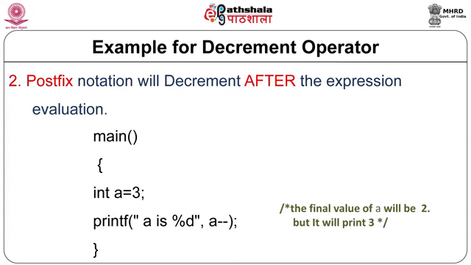This is the example of decrement operator with postfix notation. Here we are using postfix notation, that is a minus minus. Here the integer value of a is considered as 3. When the printf statement is executed, the final value of a will be 2, but it will print 3 because your a value is 3 and you are using postfix notation.